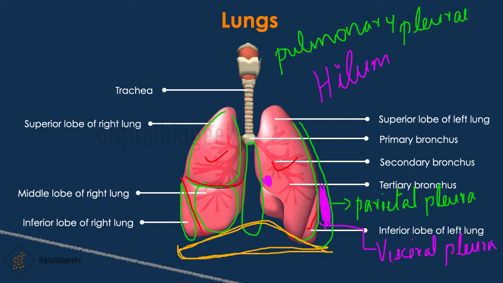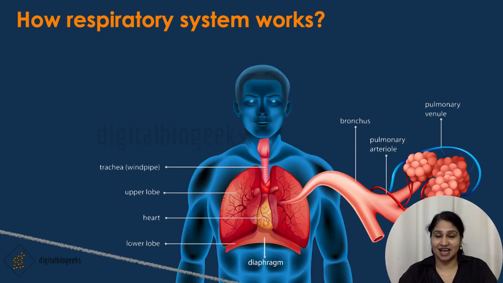When this diaphragm contracts, it moves down and we breathe in. When it dilates, it moves up and we breathe out. Now let's learn how this respiratory system works. The oxygenated air enters from the nose to the larynx, then to the trachea, then to bronchi and bronchioles, and from bronchioles it reaches the alveoli.